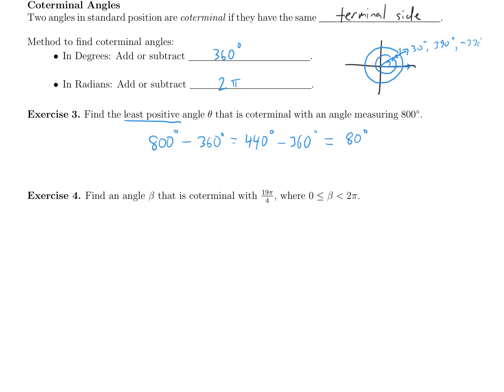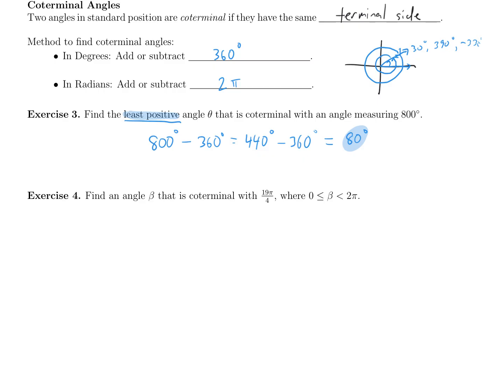So that's going to be the least positive angle that is coterminal, because if you subtract 360 one more time, you'll end up with a negative angle, which they don't want. They want the least positive angle. So 80 degrees would be the least positive coterminal angle to 800.